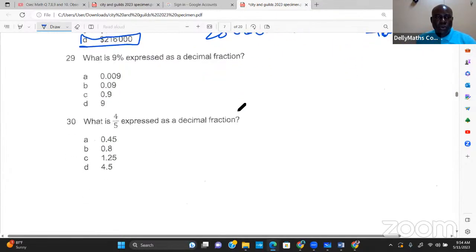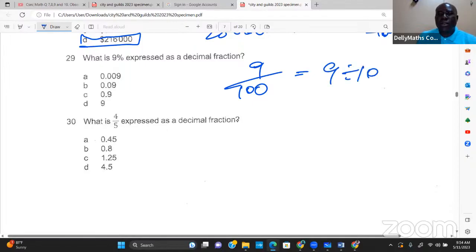All right, so what is 9% expressed as a decimal fraction? You're talking about 9 over 100, which means 9 divided by 100. So 9 is your decimal at the back, 1, 2. This is the point you're looking for, anything like that.